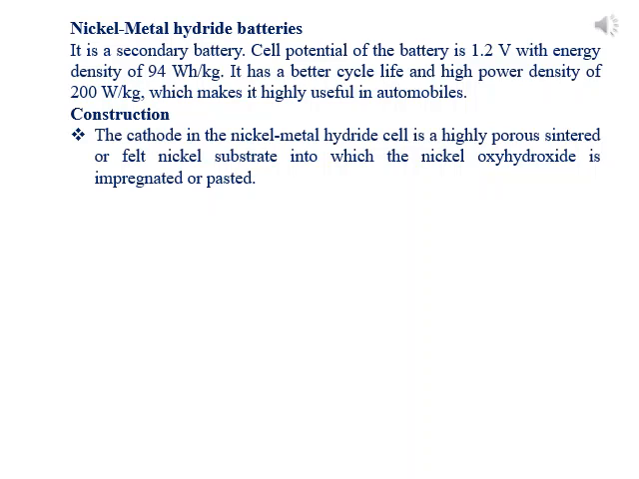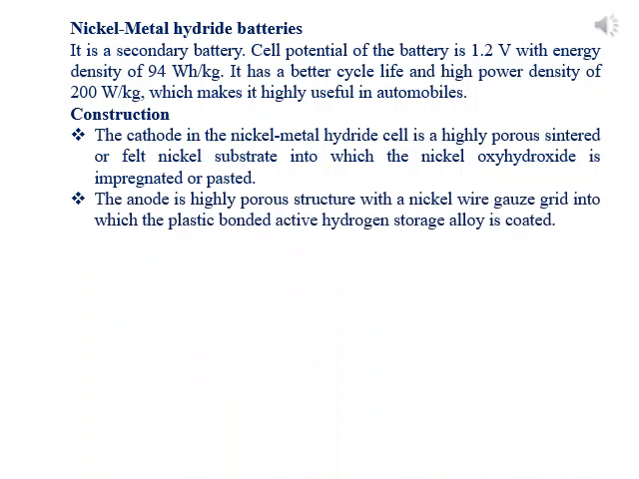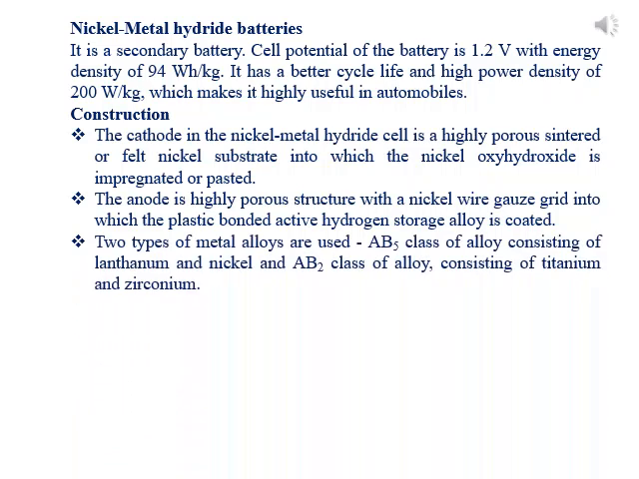substrate into which the nickel oxyhydroxide is impregnated or pasted. The anode is a highly porous structure with a nickel wire gauge grid into which the plastic bonded active hydrogen storage alloy is coated. Two types of metal alloys are used: the AB5 class of alloy, which consists of lanthanum and nickel, and the AB2 class of alloy, which consists of titanium and zirconium.